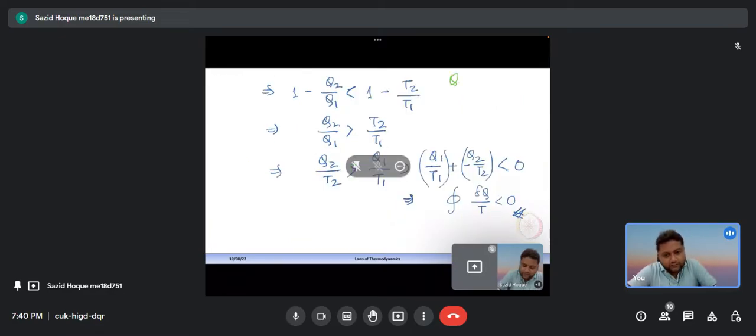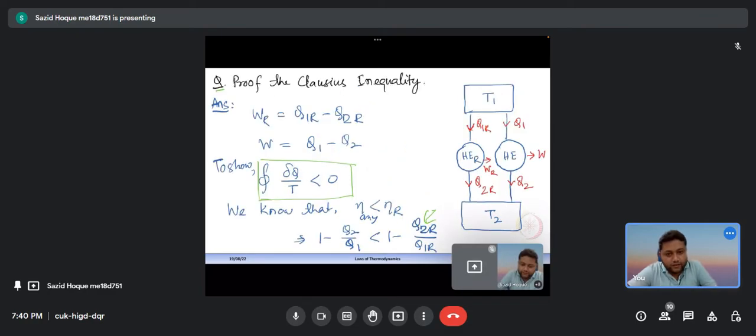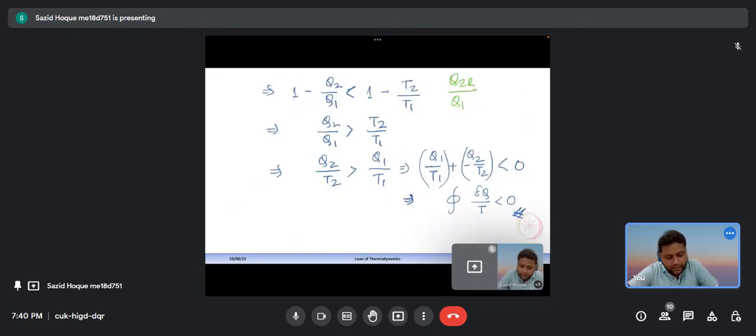So we know Q2R by Q1R equal to T2 by T1. Once we do that, you can simplify, you can cancel one negative sign. If you cancel, this sign will get changed. So less than will become greater than, then you can arrange this in terms of Q1 by T1 and Q2 by T2 just to make it in the form del Q by T. And here you can see that for a cyclic process, this summation Q1 by T1 is going to be less than 0, and that's why the cyclic integral del Q by T is less than 0.